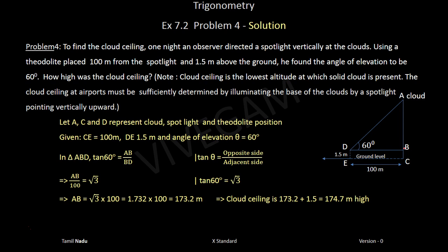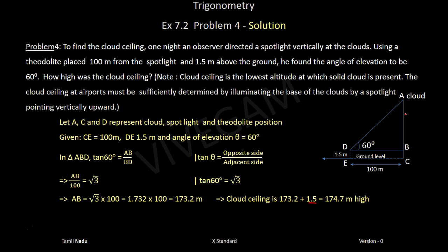Okay, draw a vertical parallel line to the ground level. So this angle is 60 degrees. So in triangle ABD, tan 60 is AB by BD. Right, so which means AB is what we need to calculate. And what is BD? BD is CE, right? So that is 100 meters. So AB by 100 equal to tan 60. Tan 60 is root 3. So from this we get AB will be equal to 100 into root 3. That is 1.732 into 100. That is 173.2 meters.